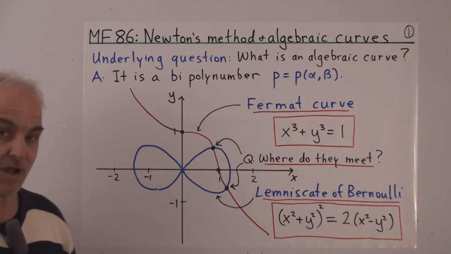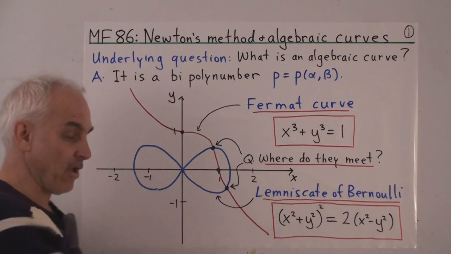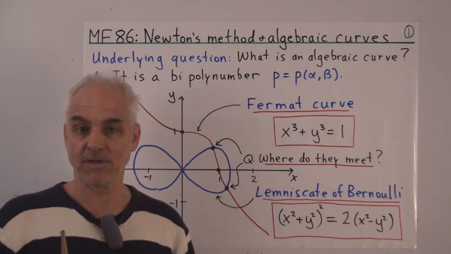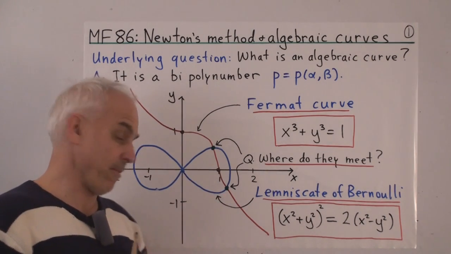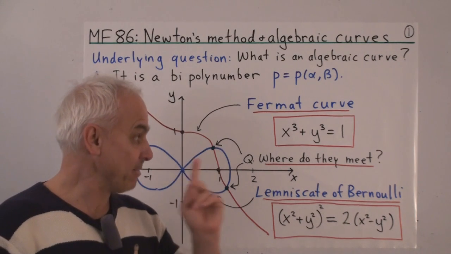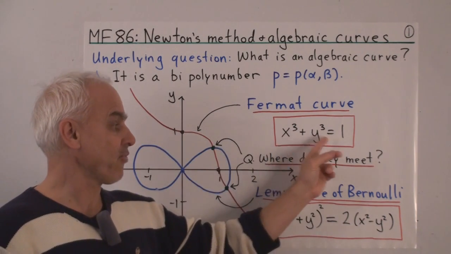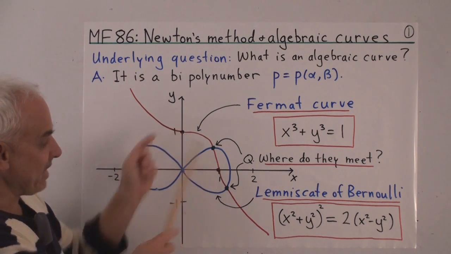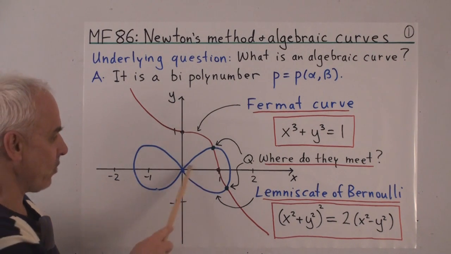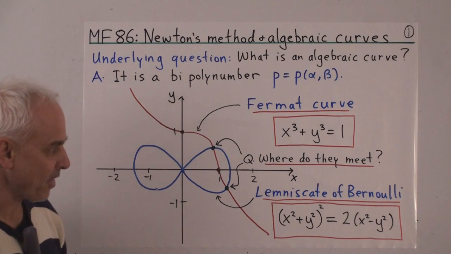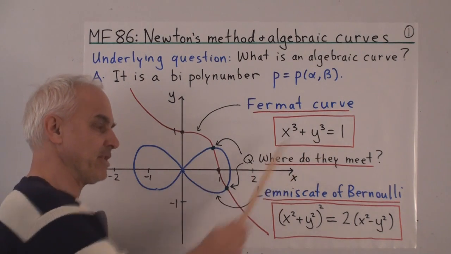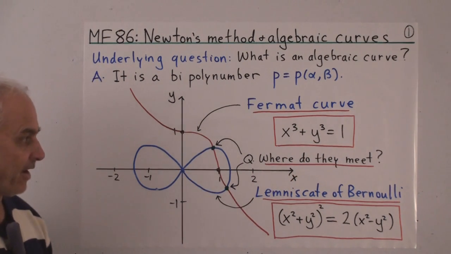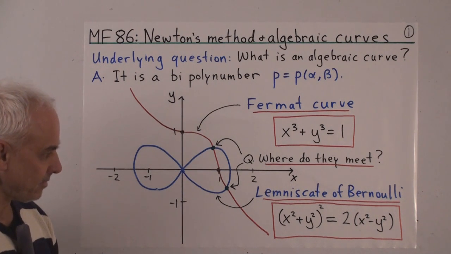In fact, over the rational numbers, the Fermat curve itself is already very difficult to get a hold of in this form, because Fermat himself proved that the only rational points on this curve are the 2 places where it meets the x and y axis at 1, 0 and 0, 1. There are no other rational numbers, x and y, that satisfy that equation.